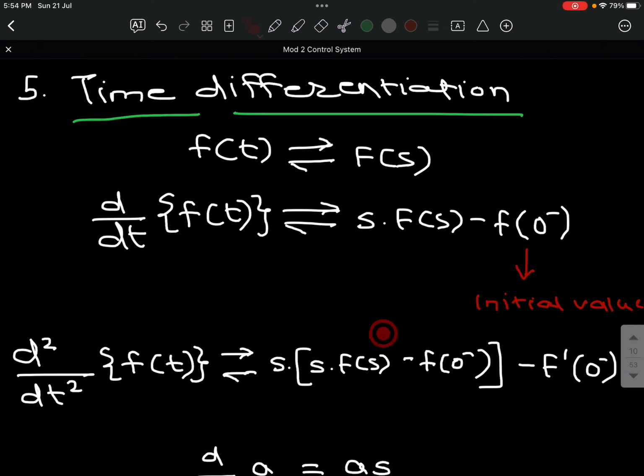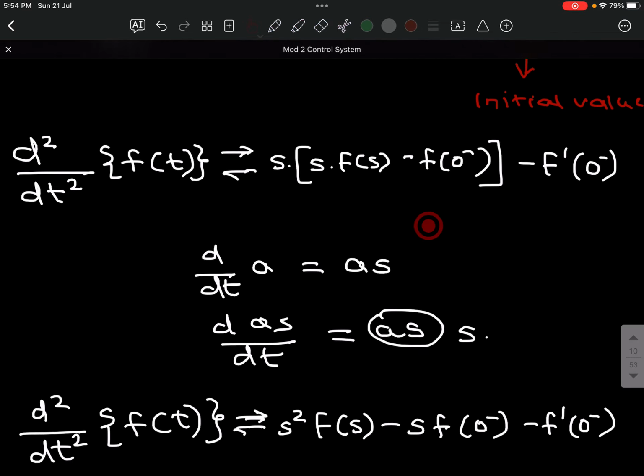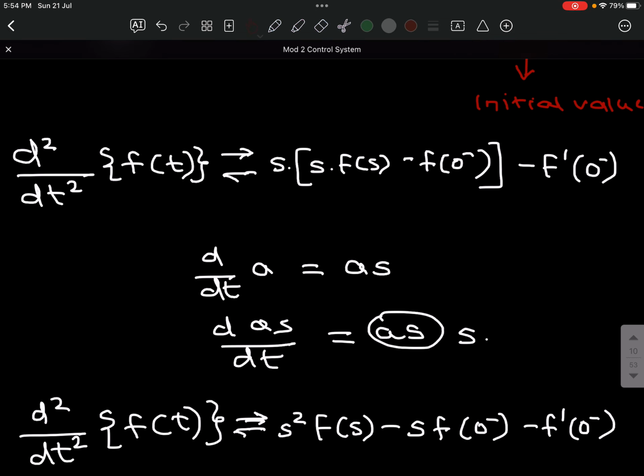Again I have taken the derivative of this particular term. So this term will be multiplied by s and this initial condition will come over here. So when you split this, it will become s square into F(s). अब मैंने क्या किया, ब्रैकेट ओपन किया, s into s square F(s) minus s f(0-) minus f prime (0-). Okay, so this is your derivative.